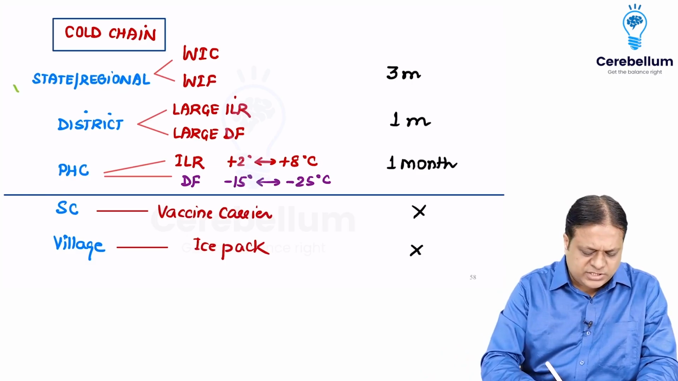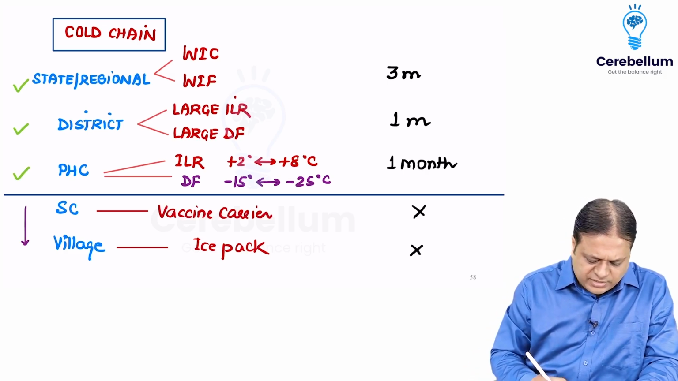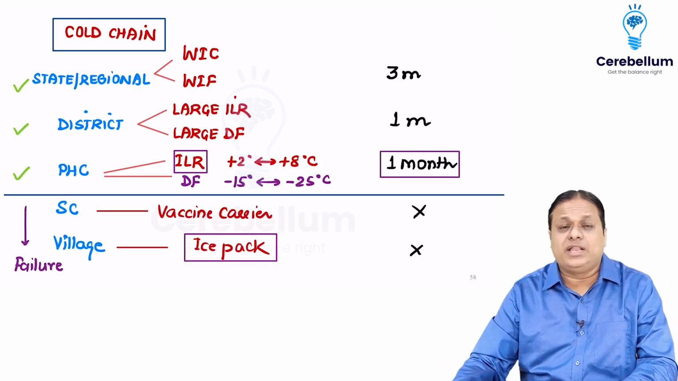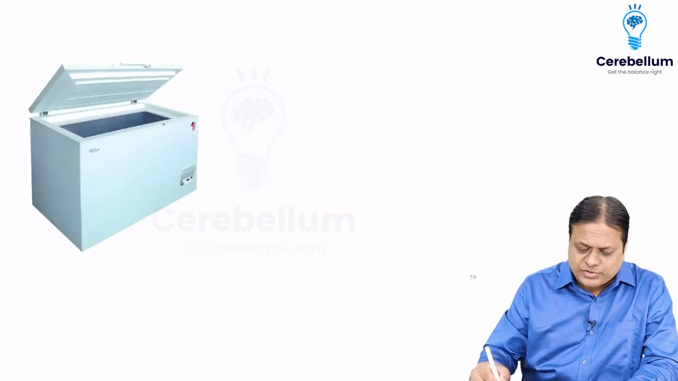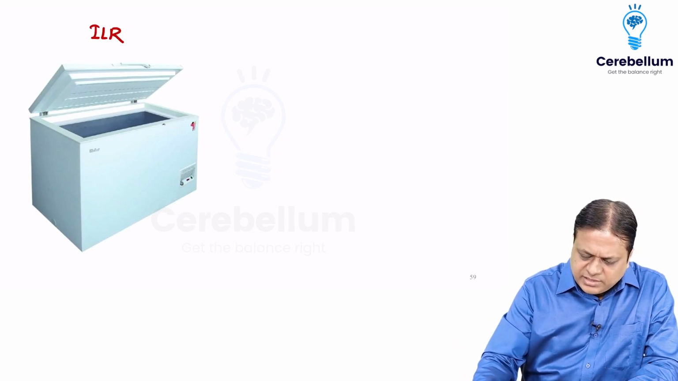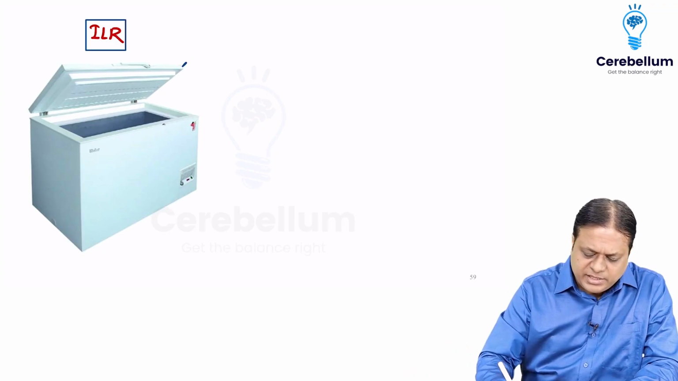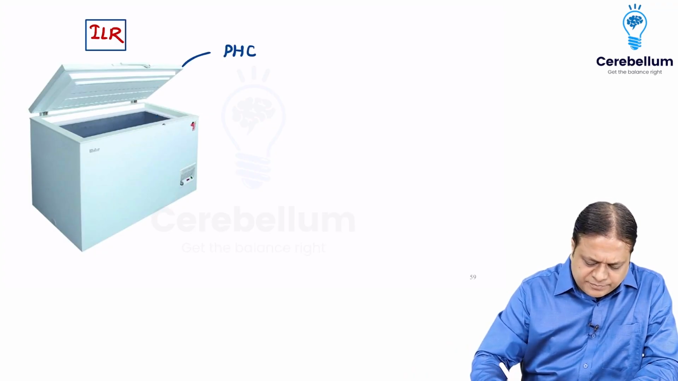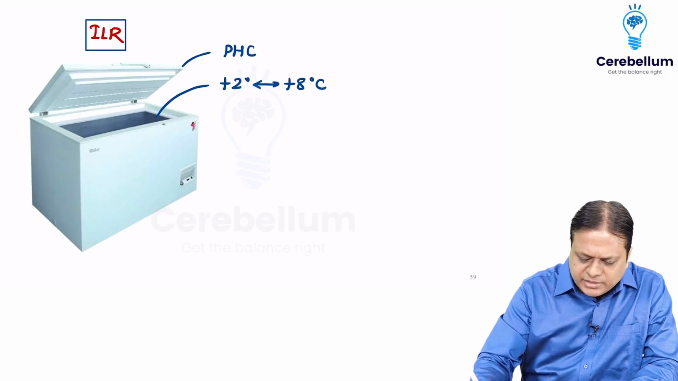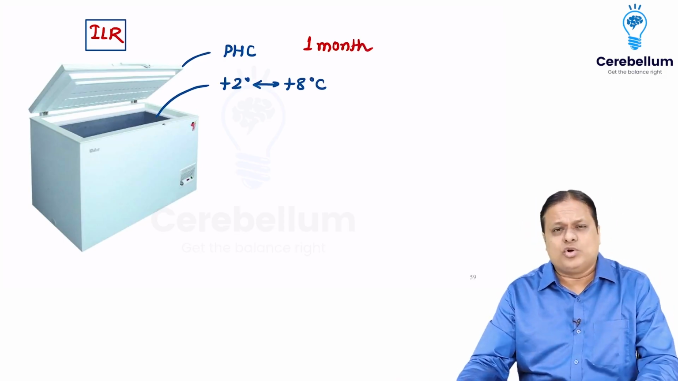Because vaccine storage is done till PHC, maximum chance of failure of cold chain is sub-center or below. Now going into the details of these components of cold chain, first we look at ILR, ice lined refrigerator. As I told you, this is the most important component of cold chain in our country, kept at primary health center, maintains a temperature of +2 to +8 degrees centigrade. Storage duration 1 month maximum at this most important component of cold chain.